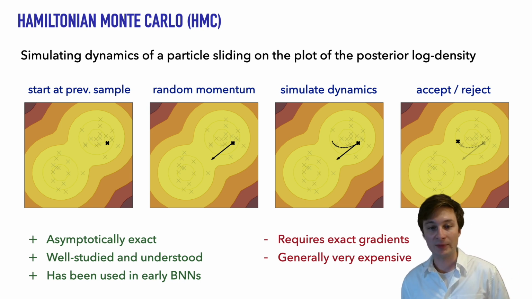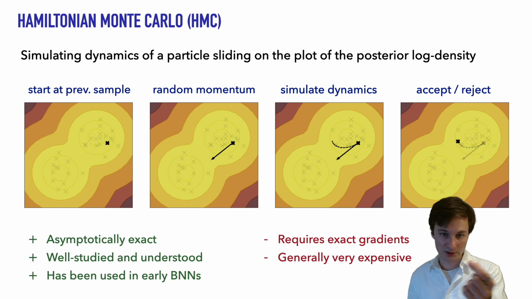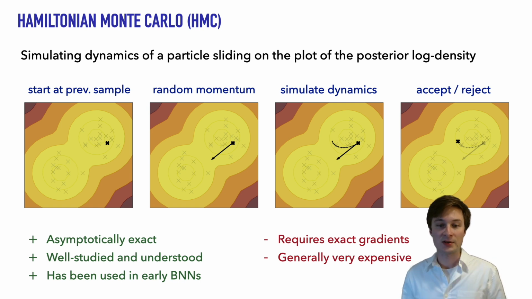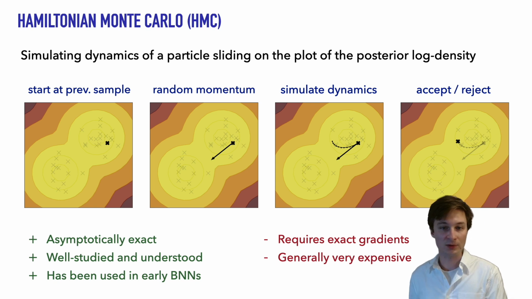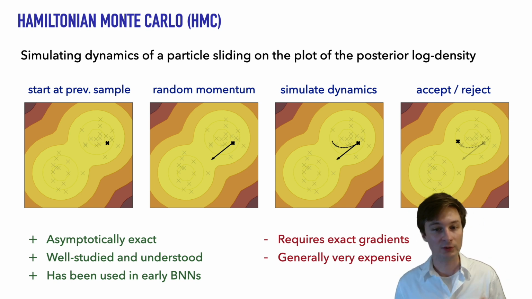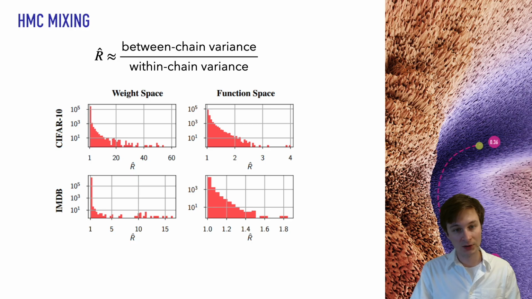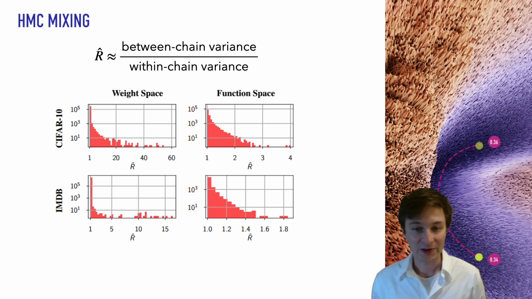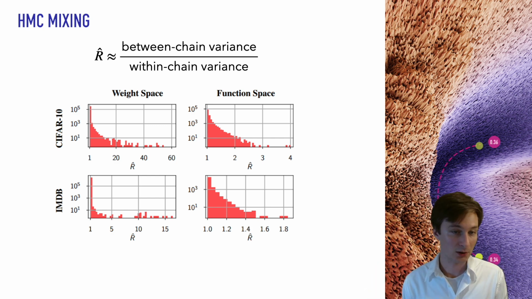But at the same time, it is extremely expensive because each step of this simulation of the dynamics, each dot on the trajectory that I showed, requires a full gradient computation, so an entire epoch over your training set. And you need many, many of those in order to even produce one sample. So it's generally extremely expensive. Okay, but as I mentioned, we have run it, and we have some interesting results.